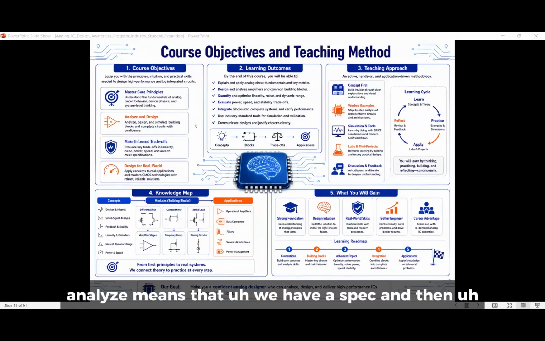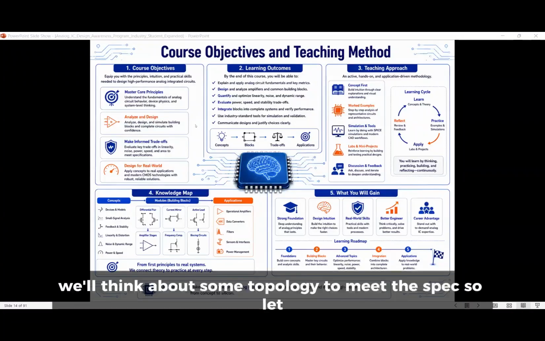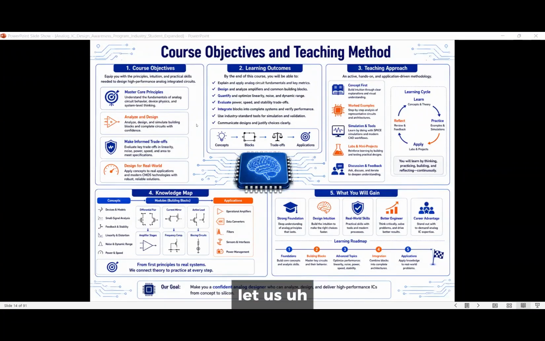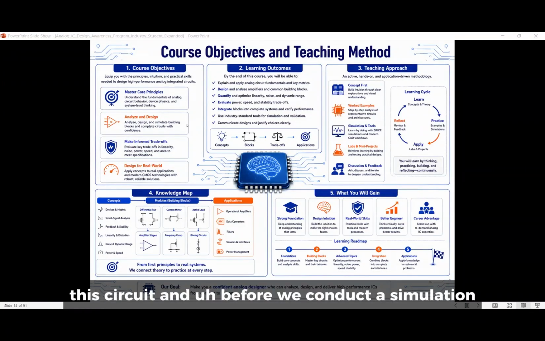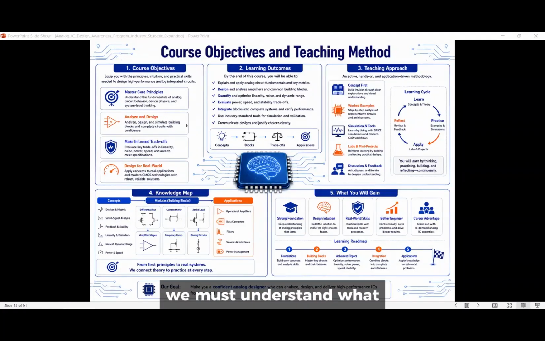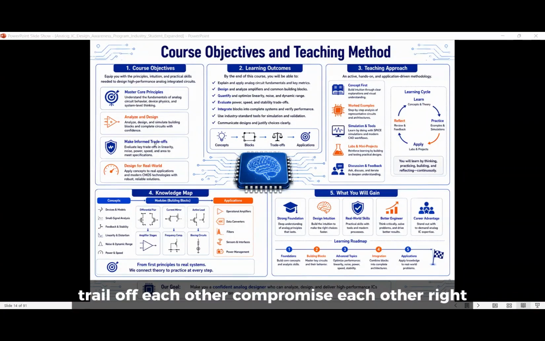Analyze means that we have a spec and then we think about some topology to meet the spec. So let us do some hand calculation before we simulate this circuit. And before we conduct a simulation, we must understand what the limit of this circuit is and how its parameters trade off, compromising each other, right?